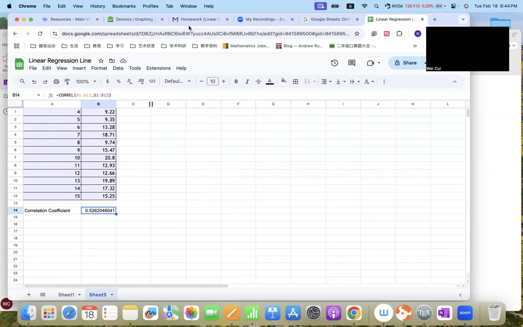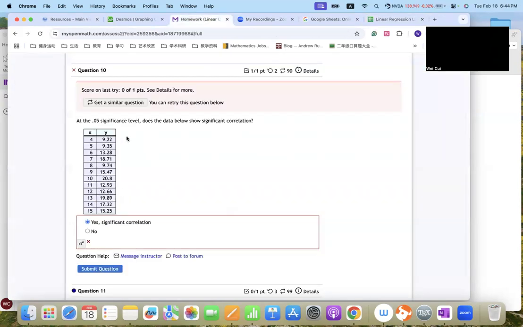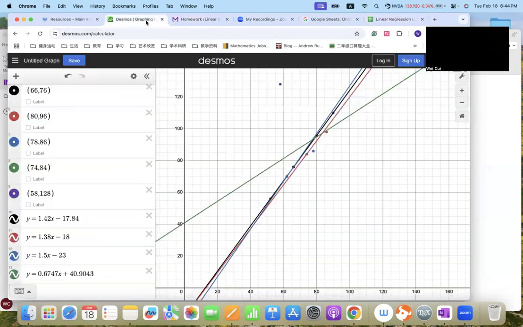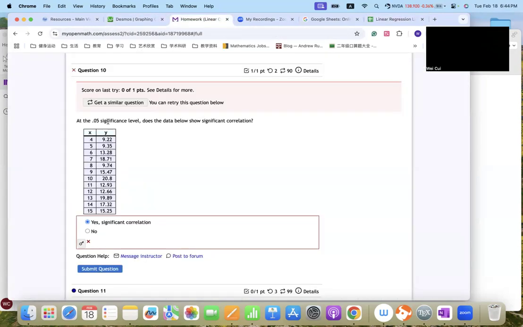Okay. Now, how do we know whether these variables X and Y are linear or non-linear? We're going to compare this value with the critical value. How do you find the critical value at this significance level? Well, we're going to use a table.